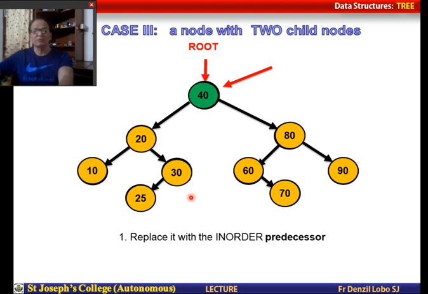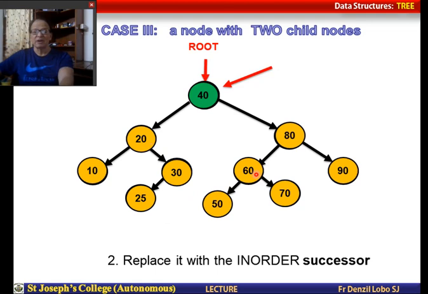One more possibility is that I can replace it with the in order successor. For example, here I've got 50 as the leaf node. What is the in order successor? As you come here, this becomes the in order successor, because that is 40, and 50 is the next. Suppose 50 was not there, I would have had to replace it with 60. So that is either the in order predecessor or the in order successor.